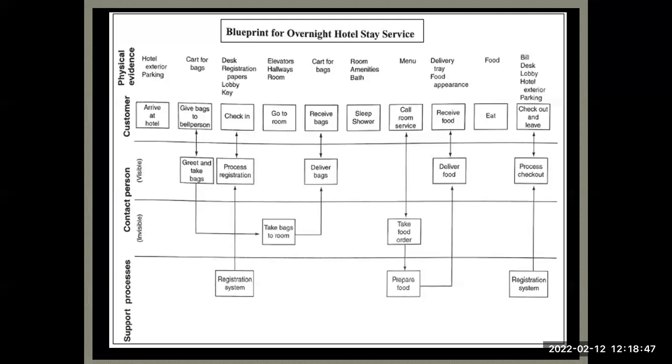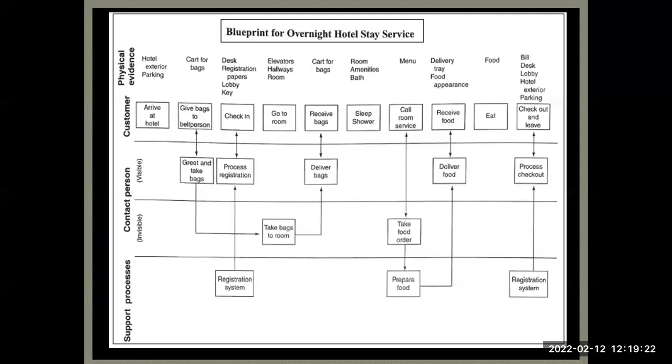Then that food will be delivered to you in your room, and you will receive the food from their waiter or any of their employees. Then you will eat the food, then you will sleep, and in the morning you have to check out. So you will pay the bill at the desk, stay in the lobby for some time, and enjoy the exterior of that particular hotel. You may take photos, or say goodbye to the people who are serving you, and you will check out and leave that particular hotel.